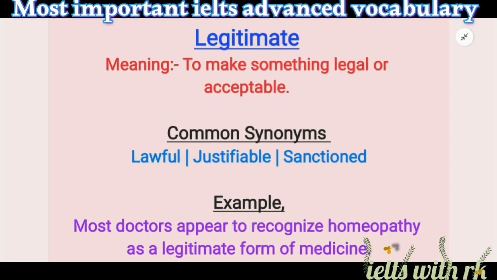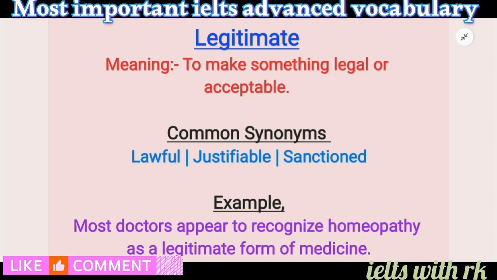Legitimate. To make something legal or acceptable. Lawful. Justifiable. Sanctioned. Most doctors appear to recognize homeopathy as a legitimate form of medicine.